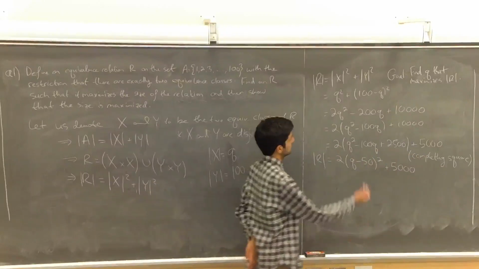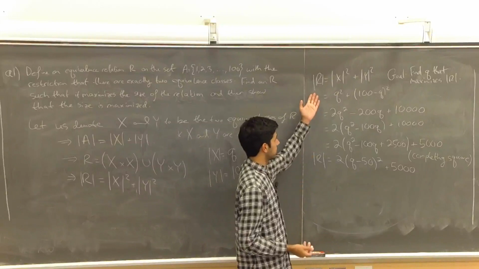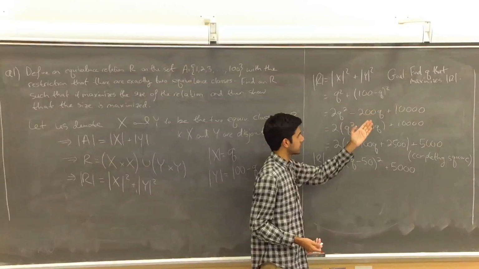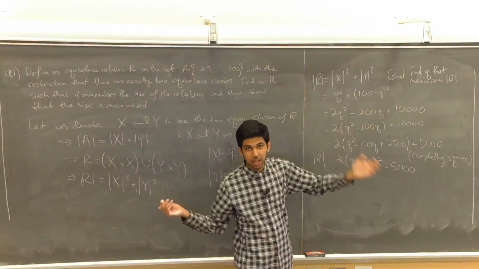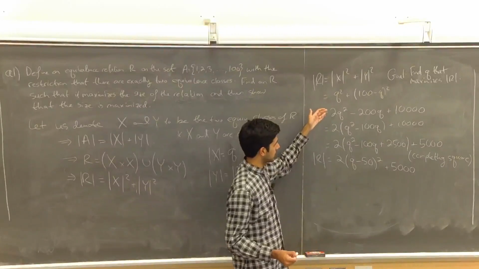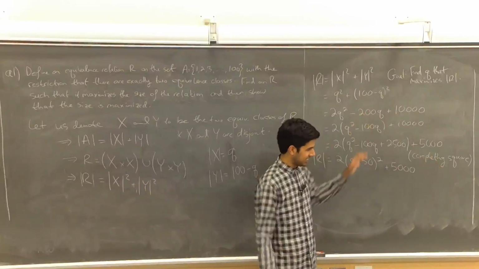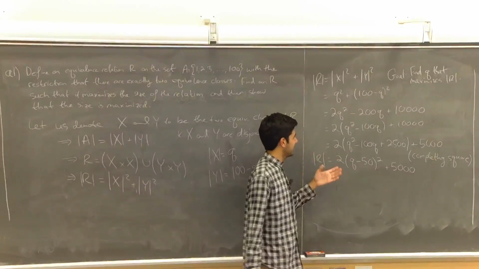So our goal was to find a Q that maximizes the cardinality of R. We've written the cardinality of R in terms of Q. And this is not an algebra class, so I'm not going to go over all of this, but just expand things out. And then I decided to complete the square, which is something I haven't done since like 6th grade.